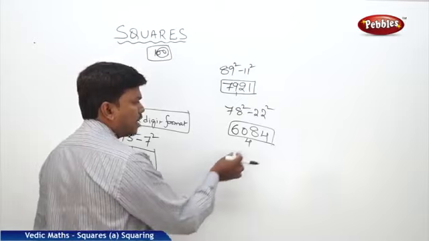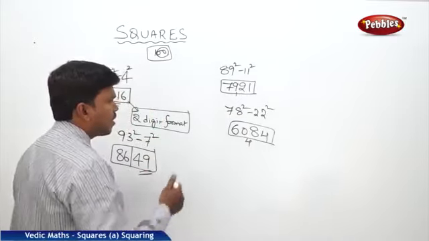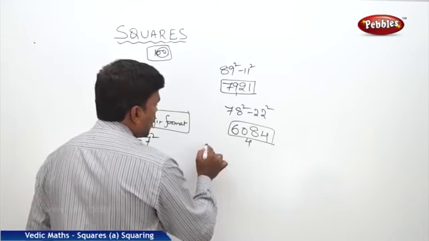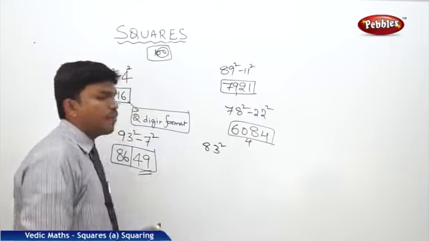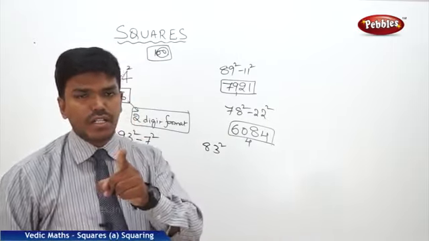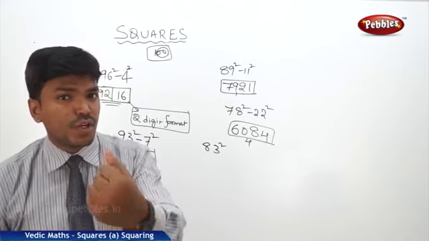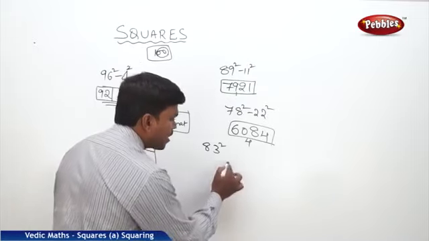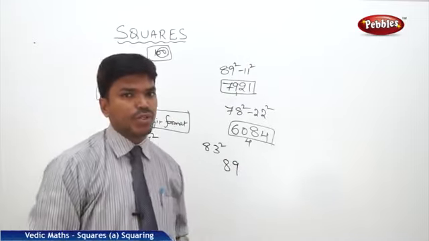Now, see, even this carry we can remember in the mind. How? Let us take one example. If I need 83 square. 83 is how much less than 100? 17. Yes or no? 83 is 17 less than 100. What is 17 square? 289. I am writing 89 here and putting 2 in the mind.